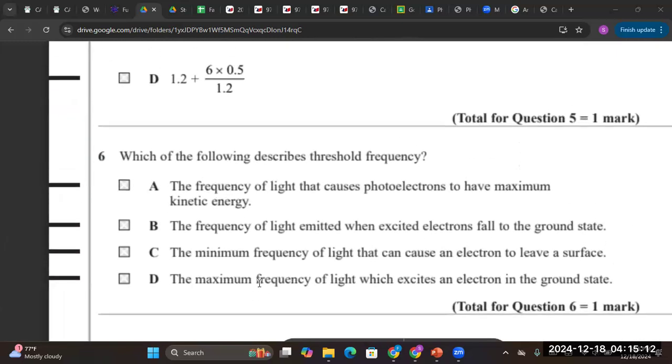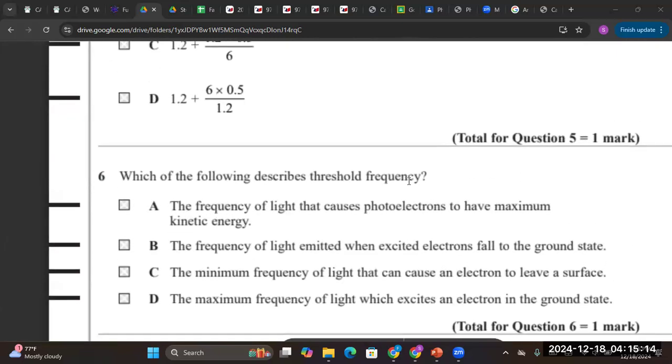Okay, now the next question that we have is: which of the following describes threshold frequency? The frequency of light that causes photoelectrons to have maximum kinetic energy. The frequency of light emitted when excited electrons fall to ground state.